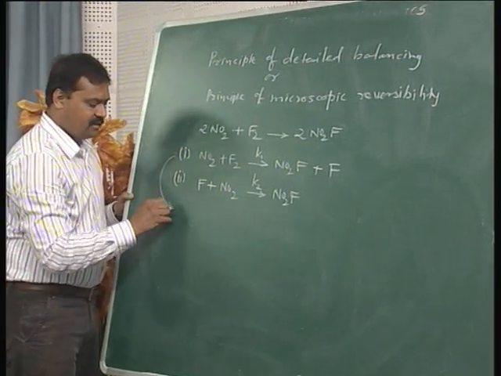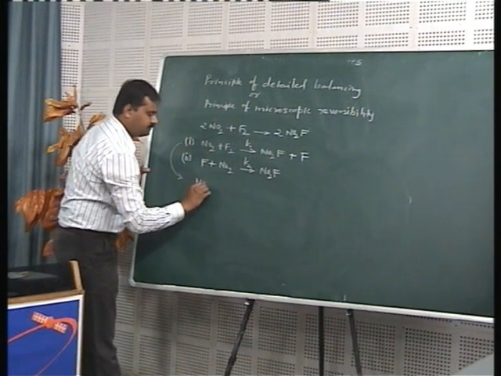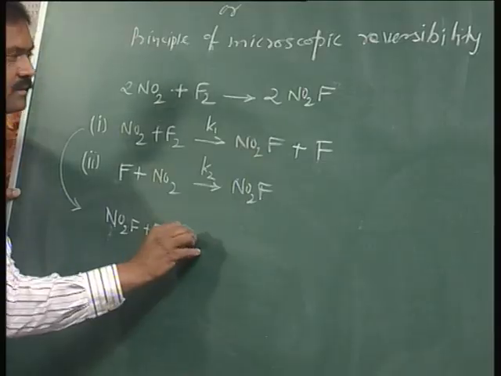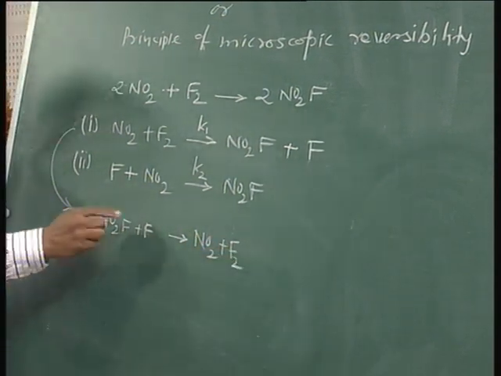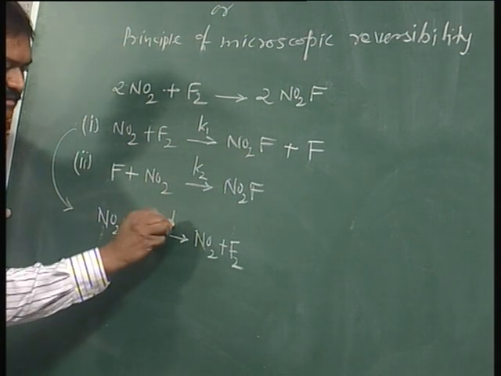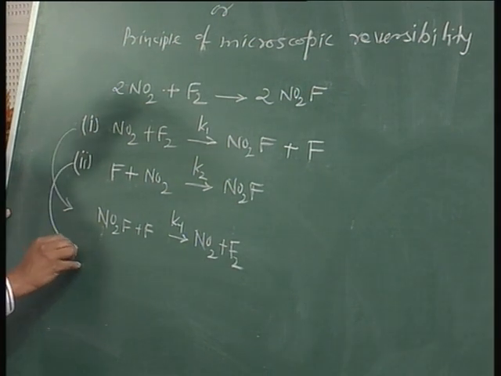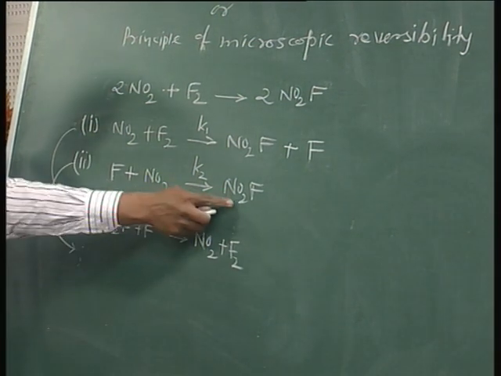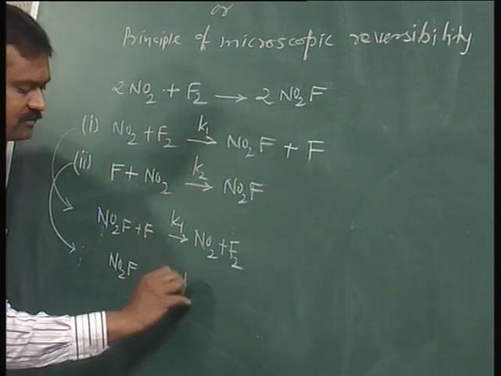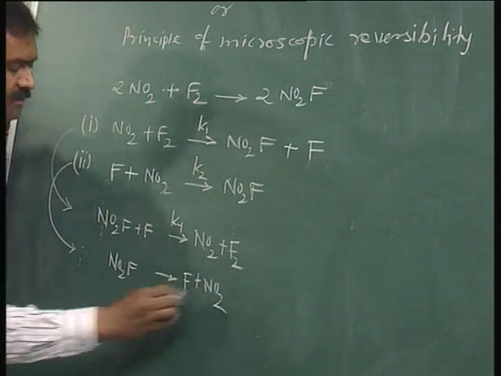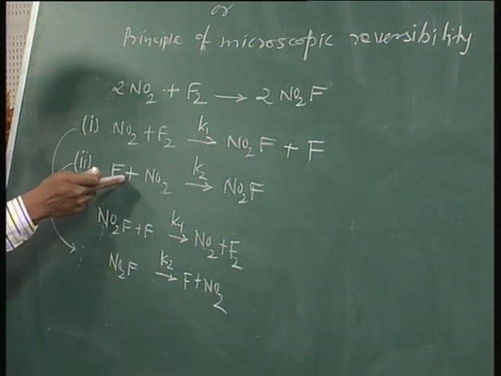So we can write the reverse reaction of step 1 as NO2F plus F to give NO2 plus F2. Let the rate constant for this step be K minus 1, because it is the reverse of step 1. And the reverse of the second step is NO2F to give F plus NO2. Let the rate constant for this step be K minus 2, because it is the reverse of step 2.